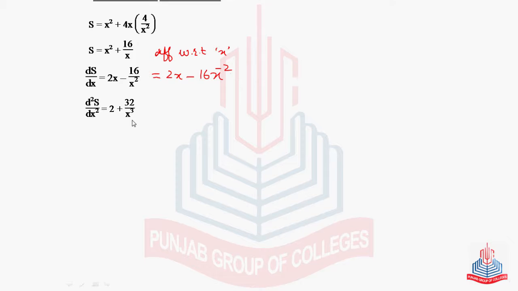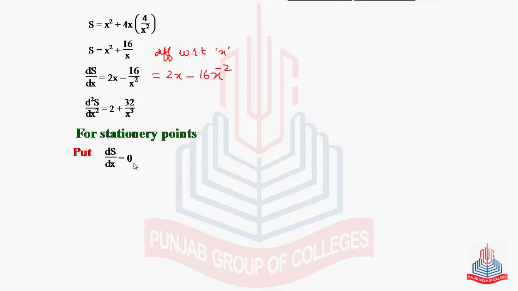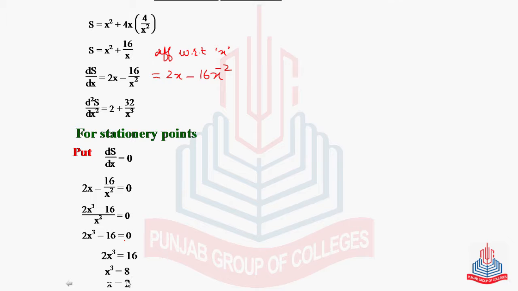Now for stationary points, the point at which the function, which is surface area, should be minimum, we have to find our stationary points, and for this put the first derivative equal to 0. ds over dx is equal to 0. As ds over dx is 2x minus 16 over x square, 2x minus 16 over x square is equal to 0. By simplifying this one, taking an LCM, we get 2x cube minus 16 is equal to 0, and from here dividing by 2, x cube is equal to 8, and x is finally equal to 2.